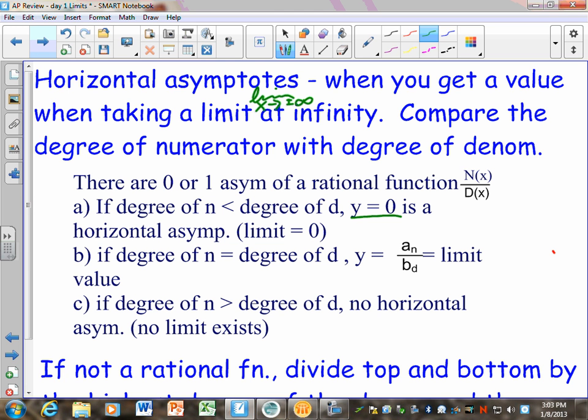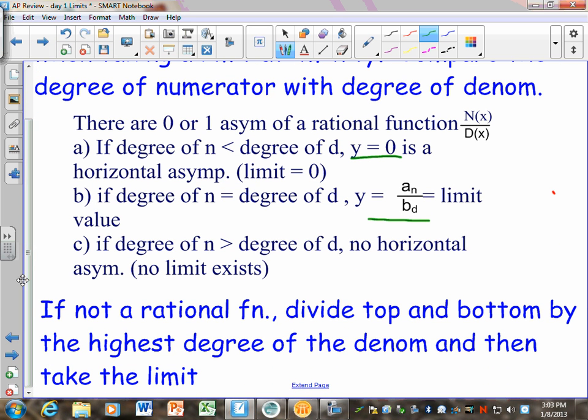If the degree of the numerator is equal to the degree of the denominator, remember that it's the leading coefficients, and that's what this means. And we'll look at an example of that in a minute. And if the degree of the numerator is bigger than the degree of the denominator, there is no horizontal asymptote. It's just going to keep getting bigger or smaller. Those are rules that you've learned since Algebra 2, but they're really easy to forget.